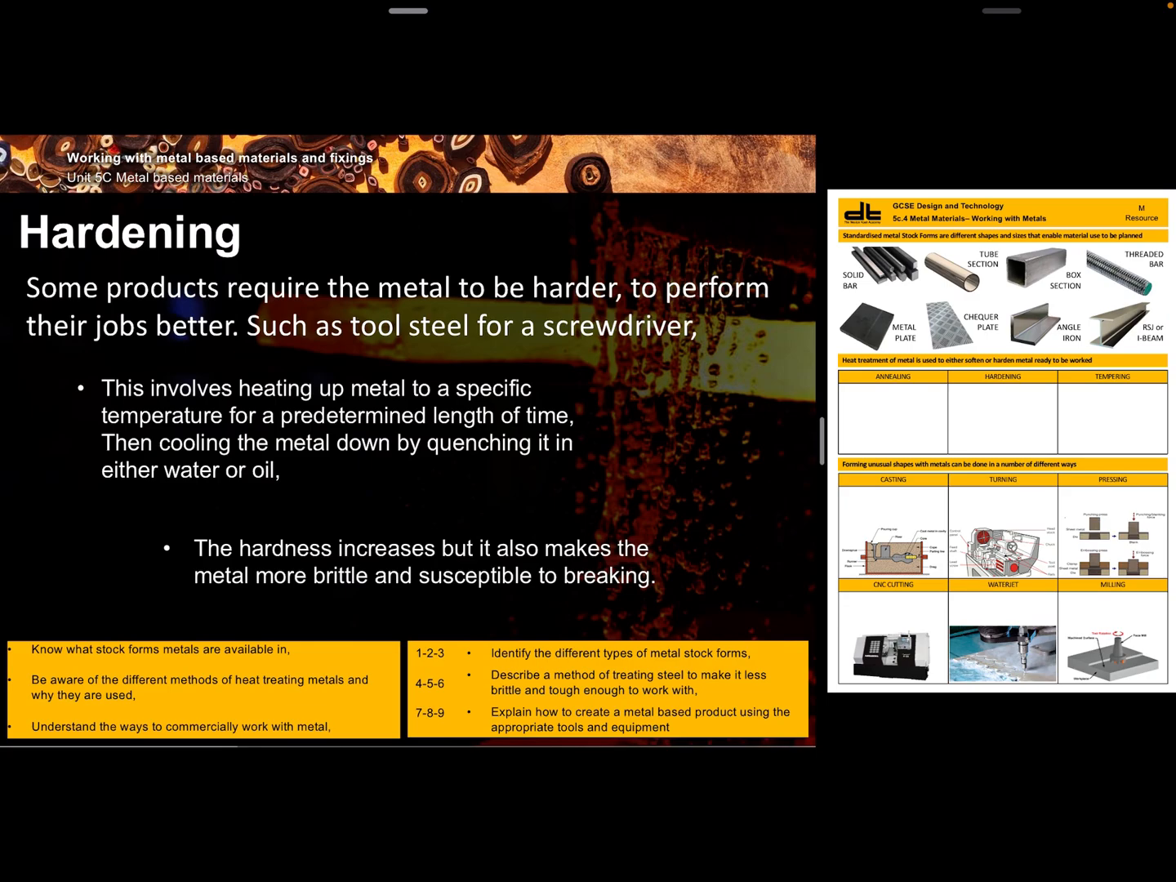Sometimes though, you do want a product to become harder. So some products require the metal to be harder to perform their jobs better. This involves heating the metal up to a specific temperature for a predetermined length of time, and then you cool it down by quenching it rapidly in either water or oil. The hardness is going to increase, but it's also going to make the metal a lot more brittle and susceptible to breaking.